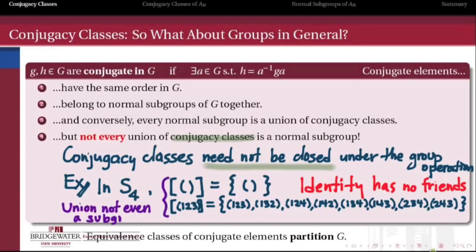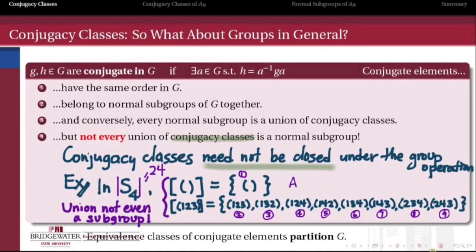I take their union. It turns out that not only is that union not a normal subgroup, it's not even a subgroup of S4 at all, for a variety of reasons, one of which is if we count the number of elements in this union, there are 9 of them, while the order of S4, 4 factorial, is 24. And according to Lagrange's theorem, the order of a subgroup has to be a factor of the order of the group, but 9 is not a factor of 24, so this definitely is not going to be a subgroup in S4. Also notice that it's not closed under the group operation in S4.